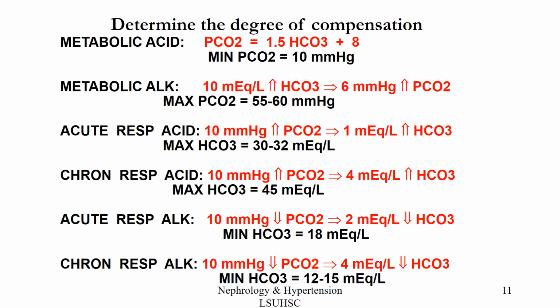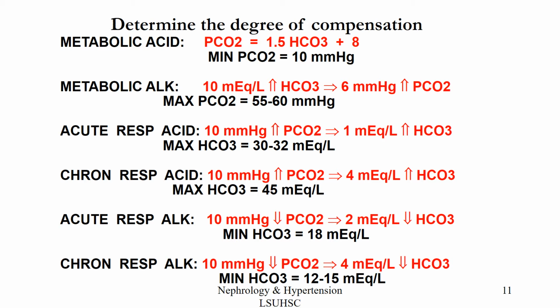So for a respiratory acidosis where the PCO2 has gone up, for every 10 that the PCO2 goes up, the bicarbonate only goes up by 1. And similarly for alkalosis, for every 10 that the PCO2 goes down, the bicarbonate may only go down by 1 or 2. But when there is a chronic condition, the compensation is a little more effective. For every 10 PCO2 change, the bicarbonate goes up or down by 4.